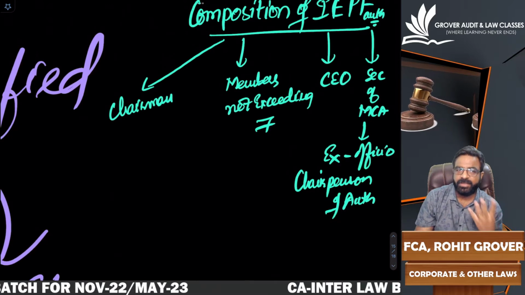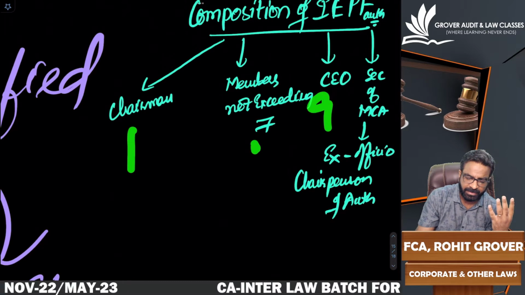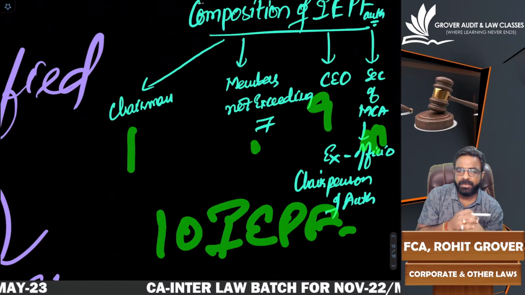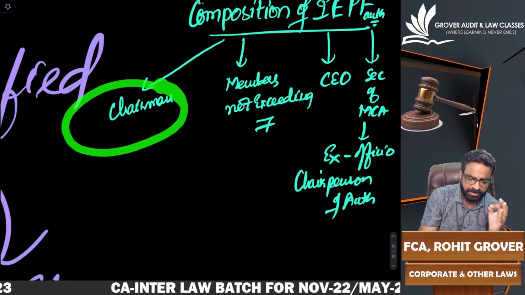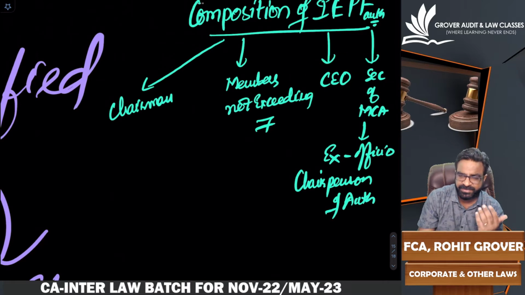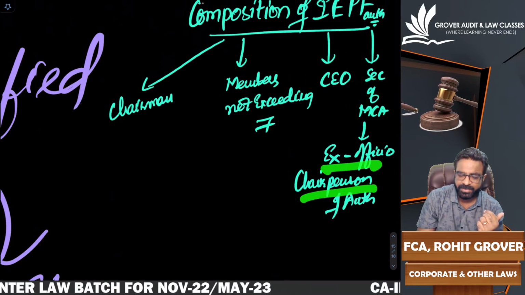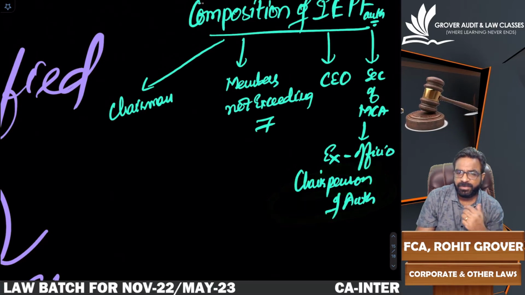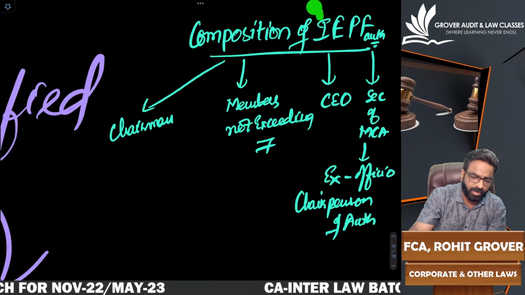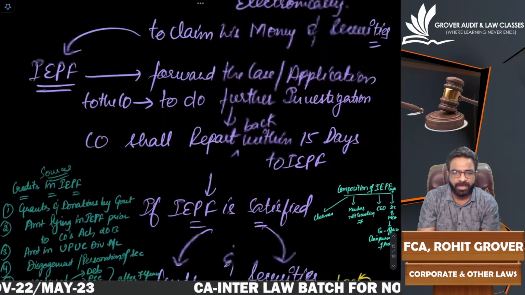Are you getting the point? So how many people are there? 1 plus 7, 8, 9, 10. So a total of 10 people are there in which authority? IEPF. So one is the chairperson, Amma. One is the members not exceeding 7. One is the CEO, Chief Executive Officer. And one is the Secretary of MCA, who is the ex officio chairperson of the authority. Am I correct, Amma? Yes, sir. So this is called the authority composition of IEPF. Clear, Amma? Yes, sir.